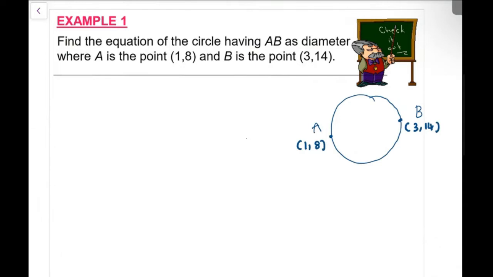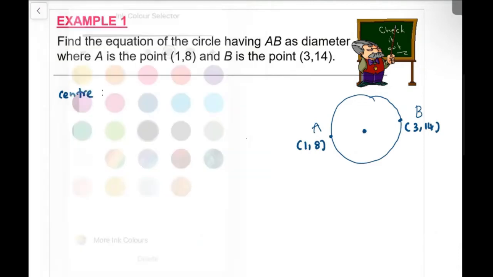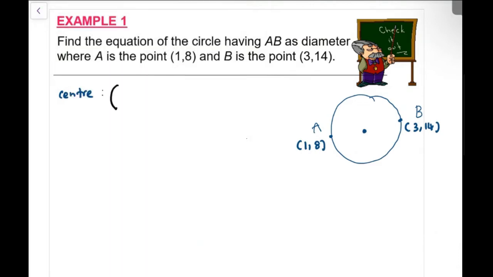So main rule, if we have a diameter, means our center here will lie at the midpoint. So in order to find center, straight away just use a midpoint formula between A and B. Means you have to add up those 2 points divided by 2. So we will have 1 plus 3 over 2, and the second one will be 8 plus 14 over 2. Simplify this up, our midpoint or center in this case would be 2,11.